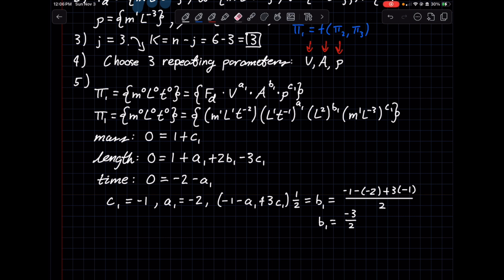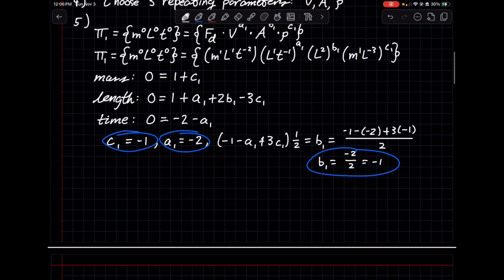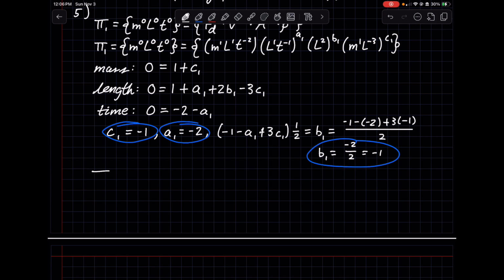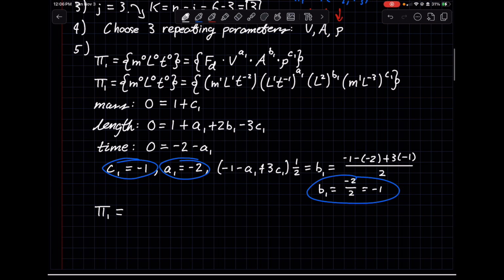And that would give us negative 2 over 2 or negative 1. So now we have our exponents. We have our b1, our c1, and our a1. So solving for our pi 1, we now get to use this expression right up here. Our force of drag is equal to v to the a1 power, a to the b1 power, and rho to the c1 power.